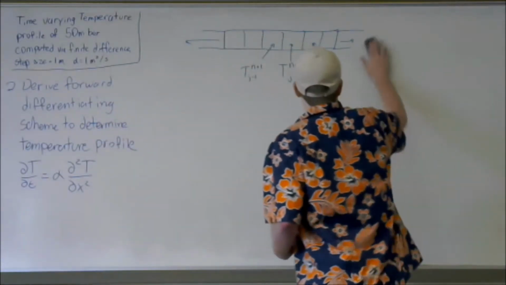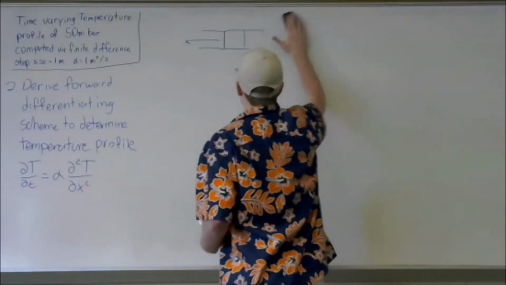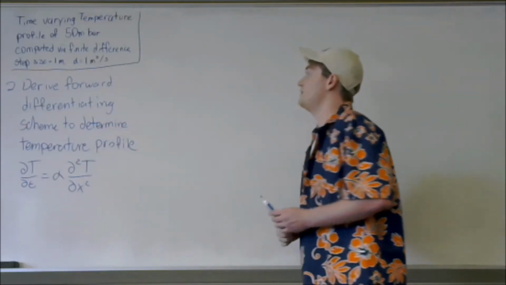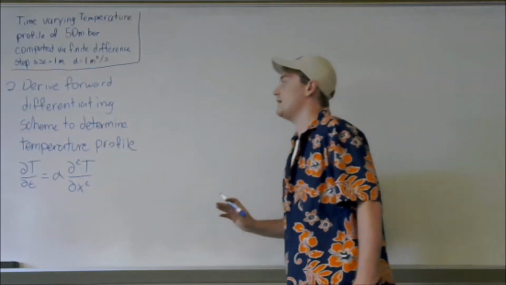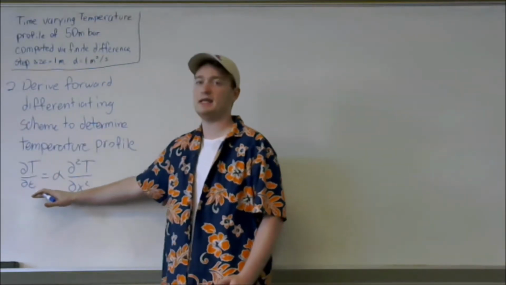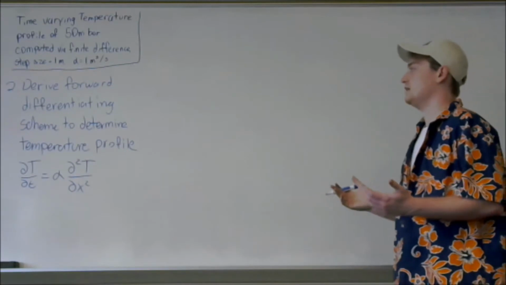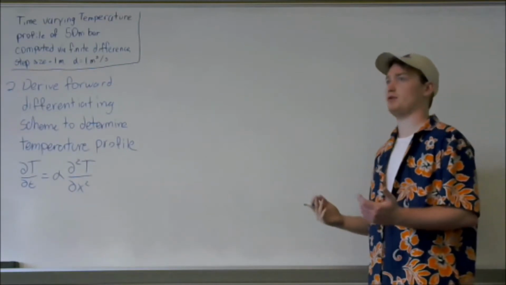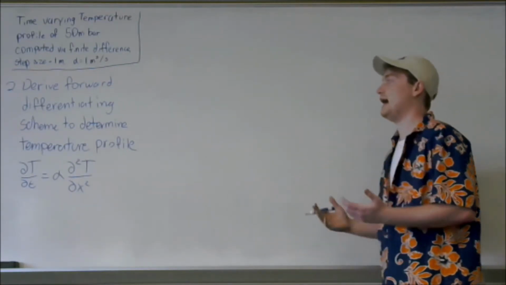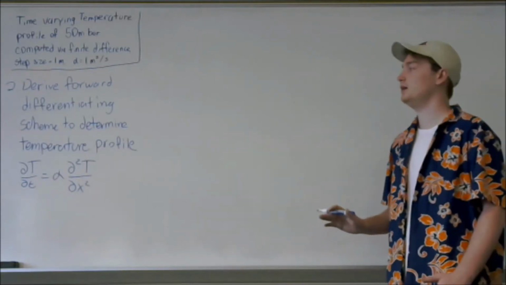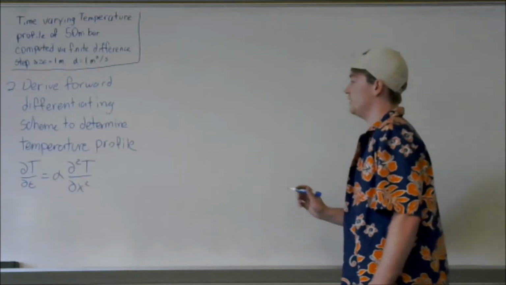So let's get rid of our illustration here, as good as it was. And let's start deriving this scheme. So how are we going to do that? What we're going to do is take this heat diffusion equation and rewrite it in a way that we can take into Google Collaboratory and show how this temperature changes with both position and time.